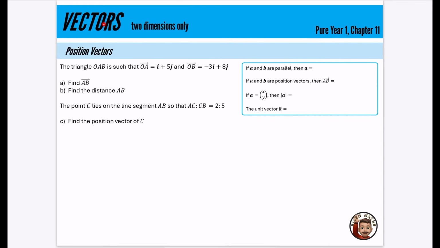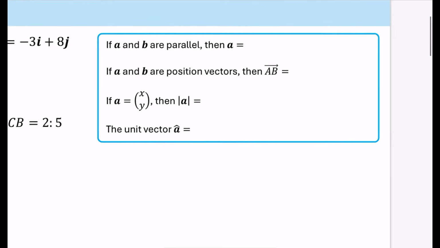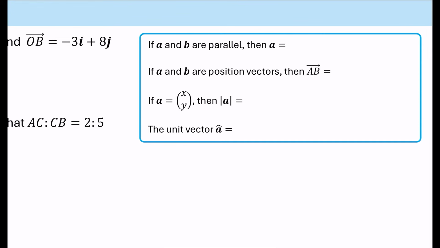Okay, in this video, we're going to be looking at vectors, 2 dimensions only. This is just year 1. Obviously, when we have 3 dimensions, that becomes a year 2 topic. Now, vectors are covered in GCSE, so I'm not going to be doing everything from scratch here. This is just a summary revision kind of video, but I will have a look at this little blue box to remind us of some of the key properties of vectors.